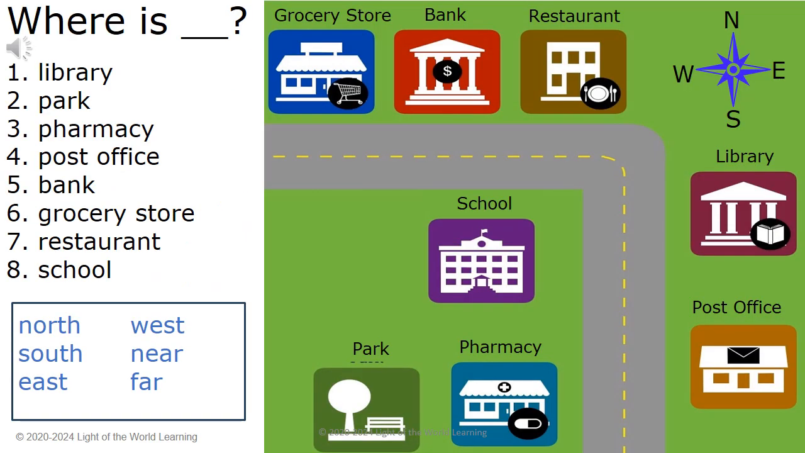Where is? 1. Library. 2. Park. 3. Pharmacy. 4. Post office. 5. Bank. 6. Grocery store. 7. Restaurant. 8. School. North, south, east, west, near, far.